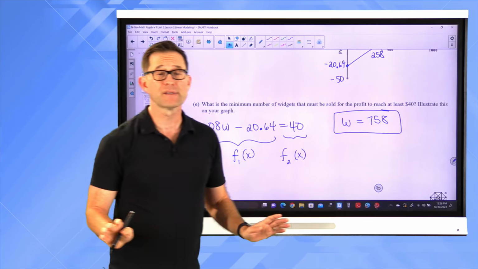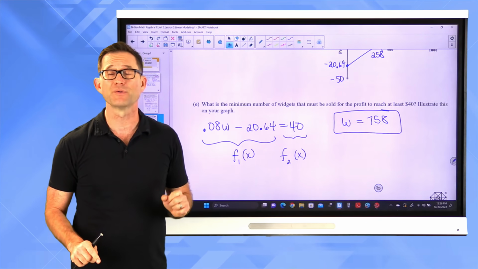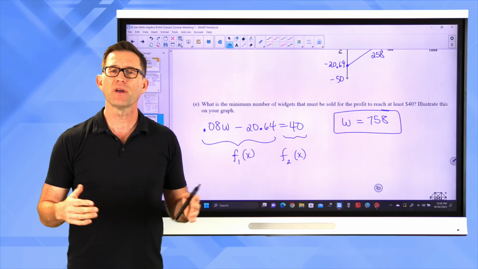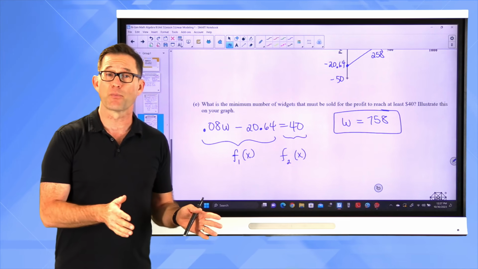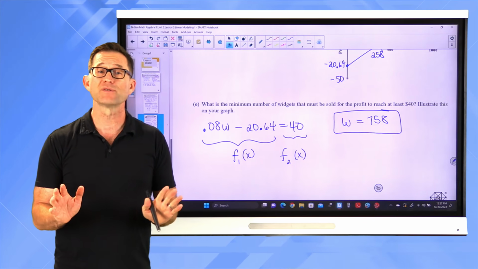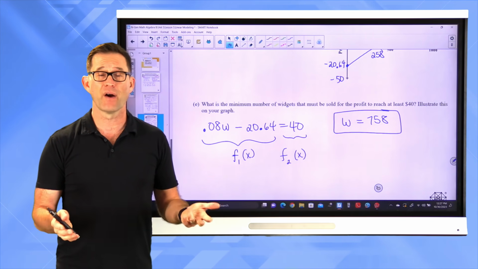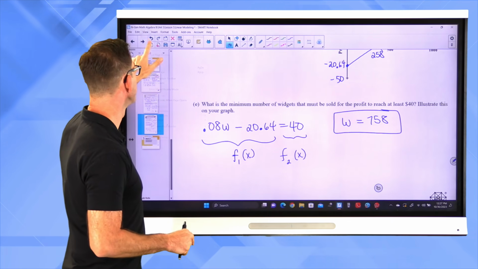And again, that is exactly what we would get if we took this equation, added 20.64 to both sides, and then divided both sides by 0.08. But it's kind of nice to remind ourselves that, of course, equations can be solved both algebraically by going through our algebraic manipulations, or can be solved graphically by graphing the left side, the right side, and finding an intersection point. All right, let's wrap this up.